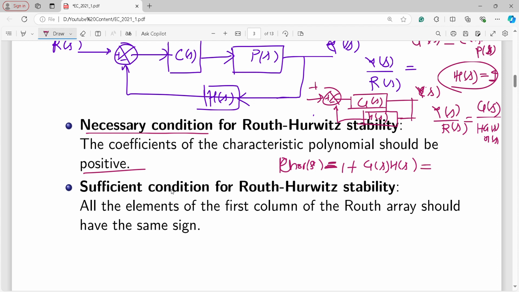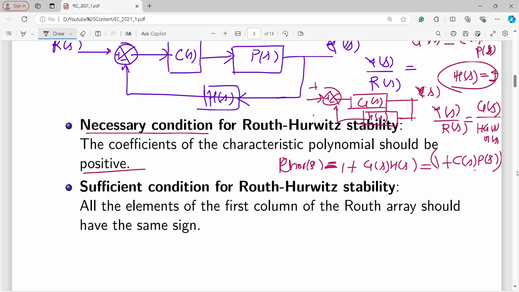So 1 plus G of S, where G of S equals C of S into P of S for our given question, into H of S. Since H of S is 1, there is no meaning in writing it here.